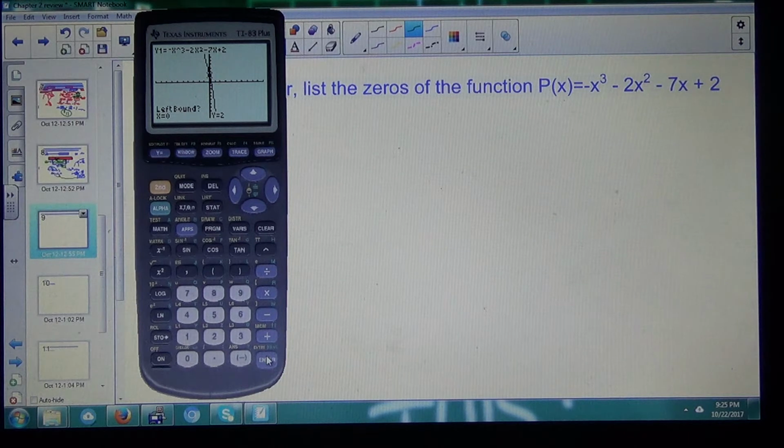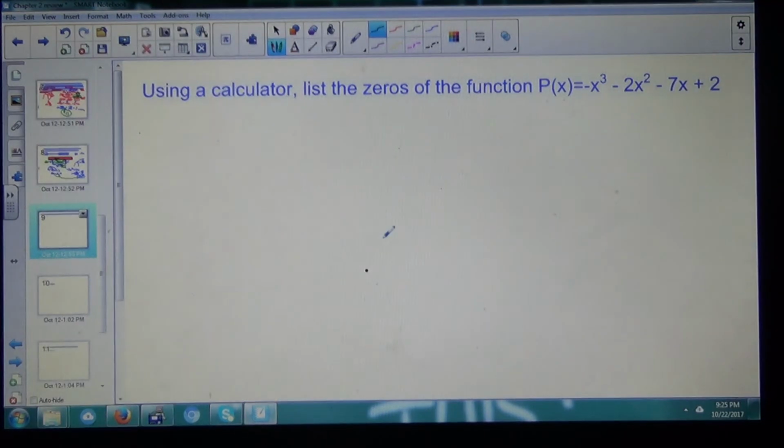I can hit enter. Right bound means I click the right arrow until it goes across the x-axis. So do you see how now I clicked it a couple times and it's across the x-axis? Okay, I would hit enter, and then it says guess, hit enter again. And so this answer would be 0.26. And that's my answer.